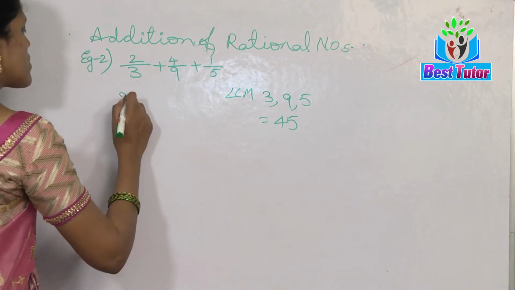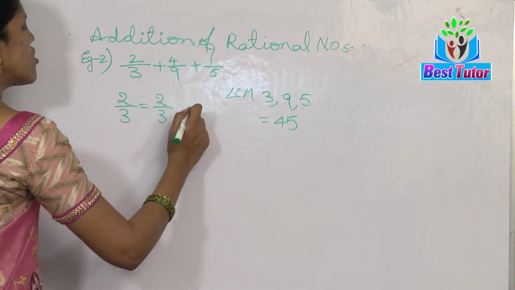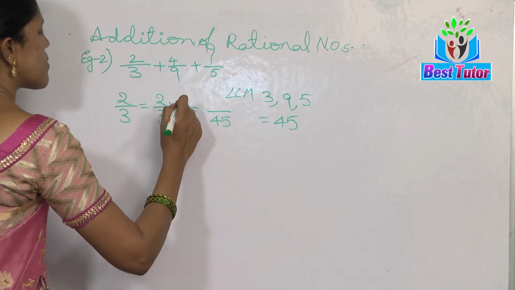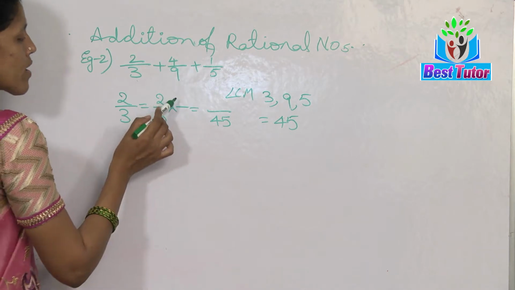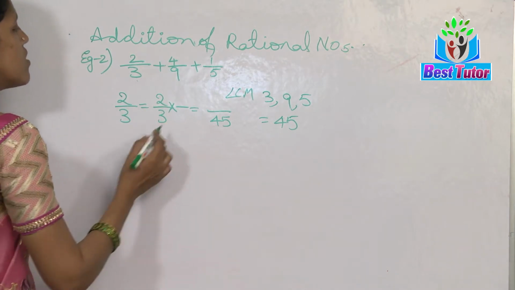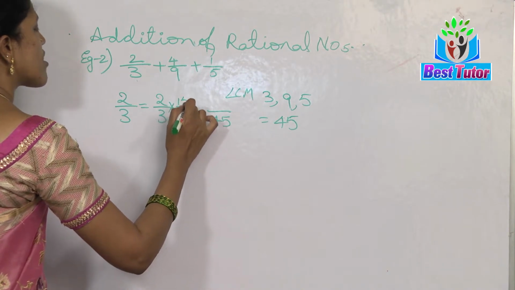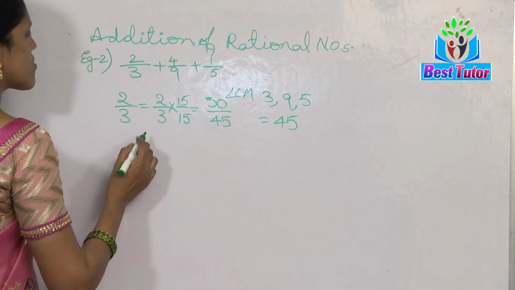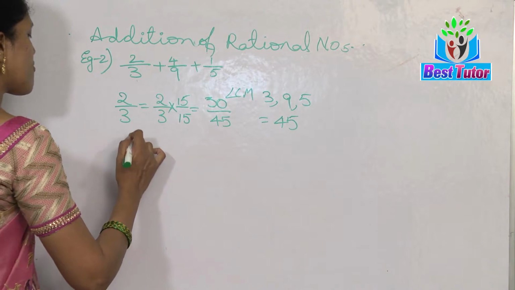We'll convert each and every rational number initially. I want 45 as the denominator. So with which number do I multiply this rational number both in the numerator as well as denominator? 3 into 15 is 45. So 2 into 15 is 30. The first rational number 2 by 3 has got converted into 30 by 45.